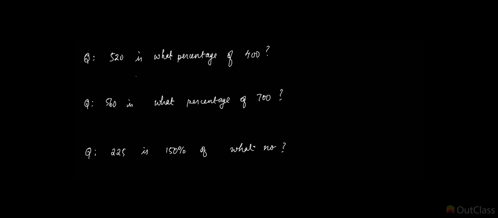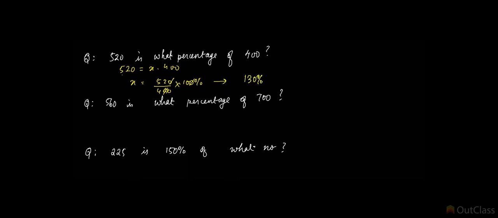Let's look at a few more quick examples. 520 is what percentage of 400? So 520 is x times 400. X is how much? It's 520 by 400. So all you have to do is take the fraction and convert it into a percentage by multiplying with essentially 1. We're multiplying by 100%. So you have the zeros cut, 52 by 4 is 13. 13 into 10 is 130%.